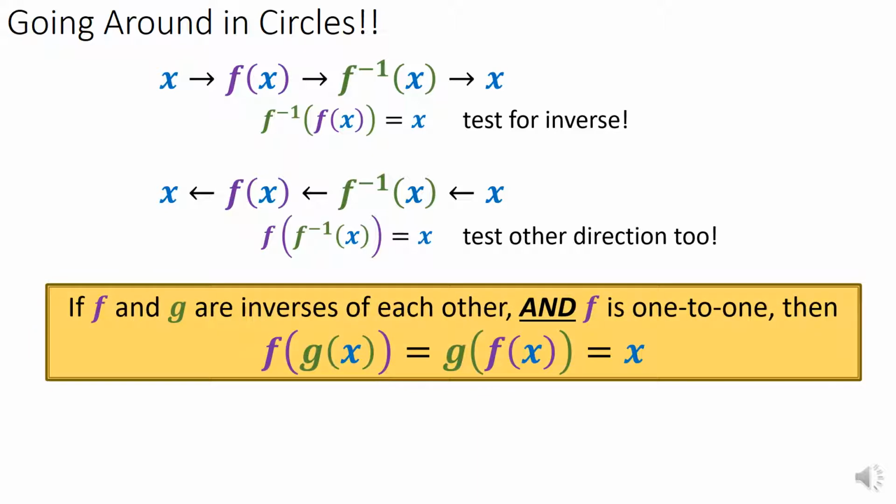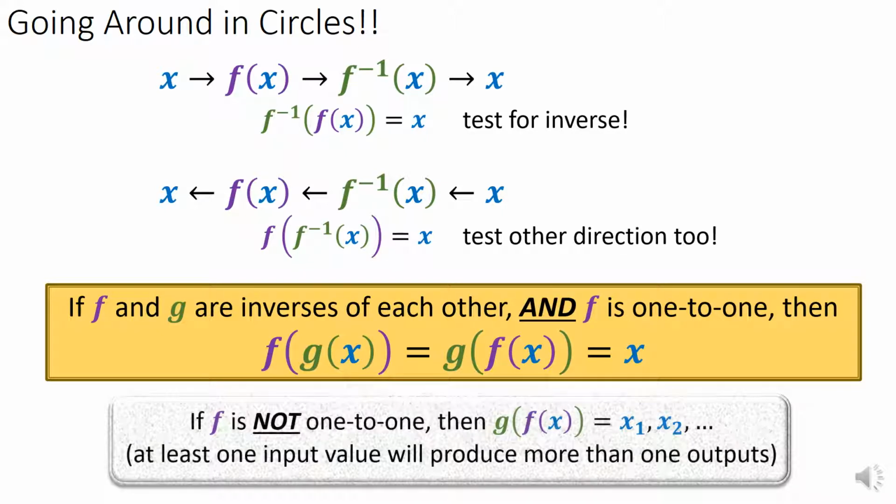Now, if f and g are inverses of each other, and f is 1 to 1, meaning g is a function, then f of g is going to be equal to g of f, and that's going to be equal to x. In other words, we should be able to take a function and plug it into its inverse and get the x that we started with, and we should be able to take an inverse and plug it into the function and get back what we started with.